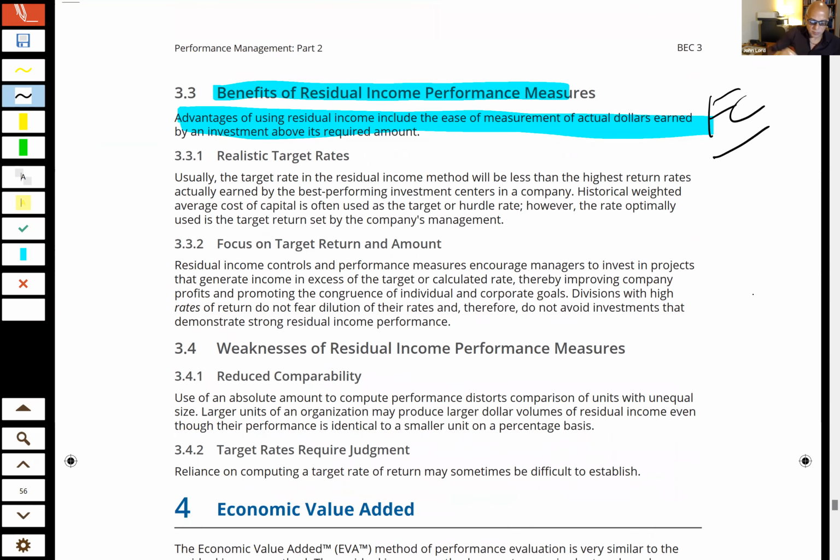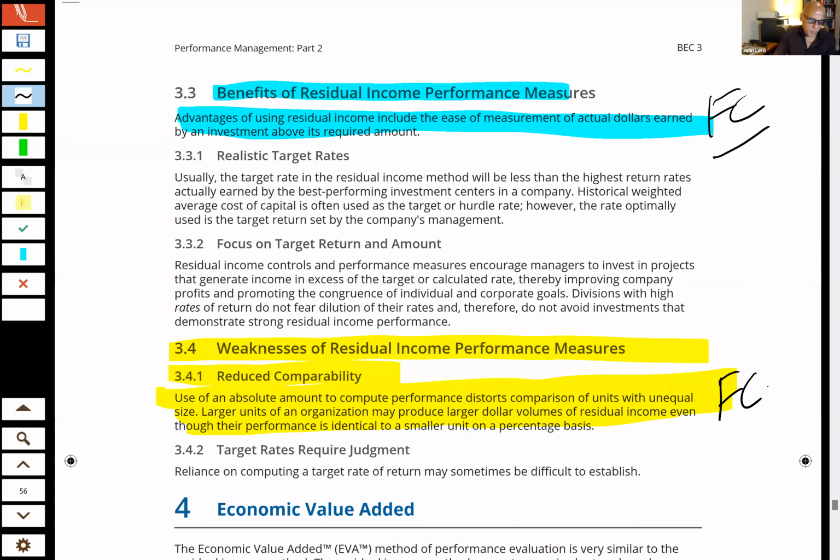The weakness, let's flashcard that, is that it's not scaled. So there's reduced comparability. The use of absolute amounts to compute performance distorts comparison of units with unequal size. Larger units may produce larger dollar volumes of residual income, even though their performance is identical to a smaller unit, because it's looking at to what extent you're exceeding a particular hurdle rate, but we may not be as efficient as, say, a smaller unit.